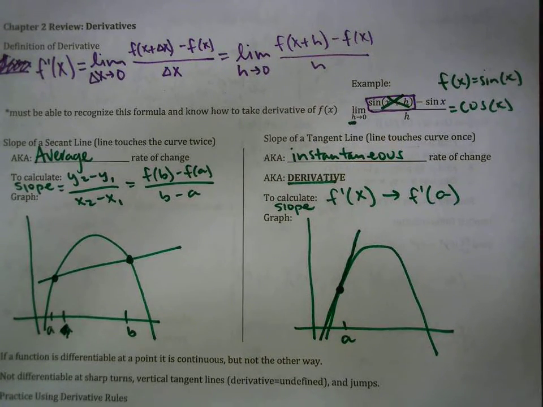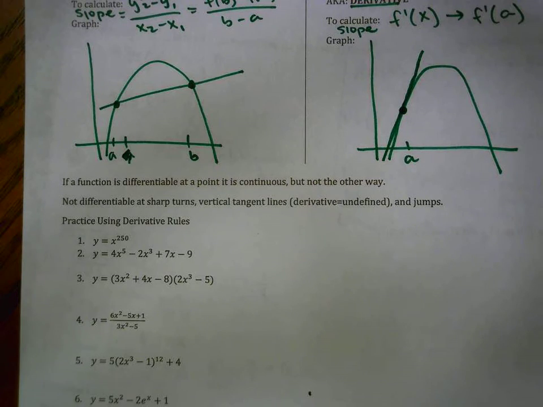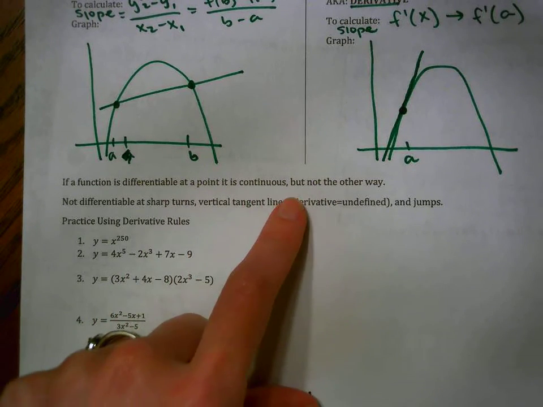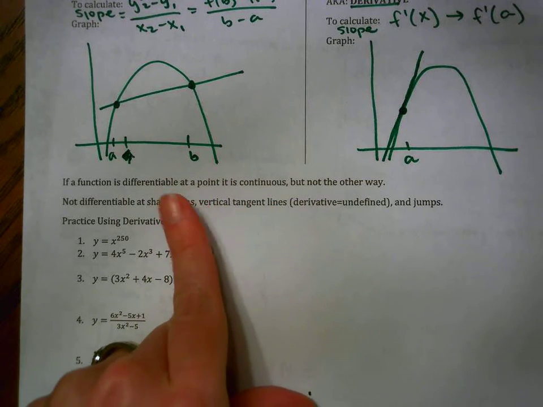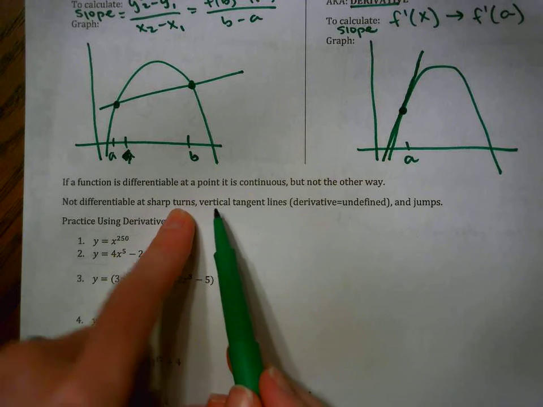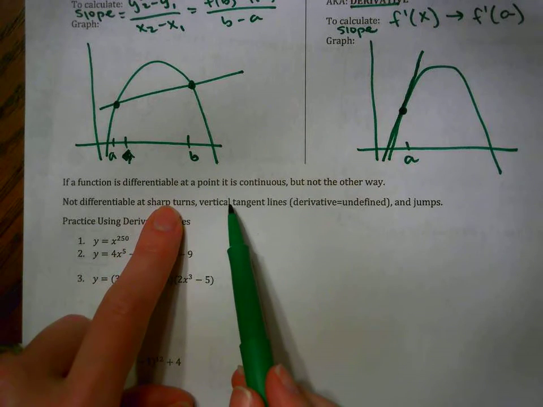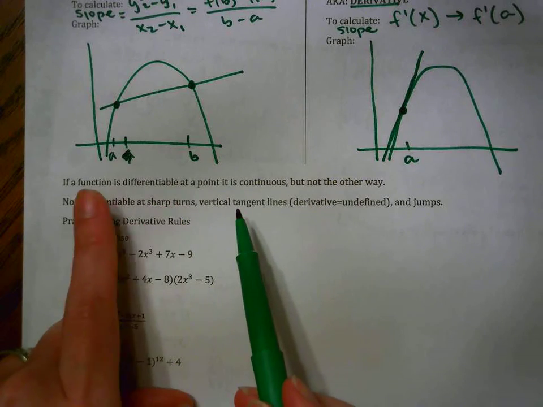Okay, so how do we know? Oh, let's read this, it's important. If a function is differentiable at a point, it is continuous, but not the other way, right? So if you know your function is differentiable, what does that mean? You just can take the derivative. If the derivative exists, then it also has to be continuous, but just because it's continuous doesn't mean the derivative has to exist, because at a sharp turn or a vertical tangent line, it is continuous, but it's not differentiable, right?